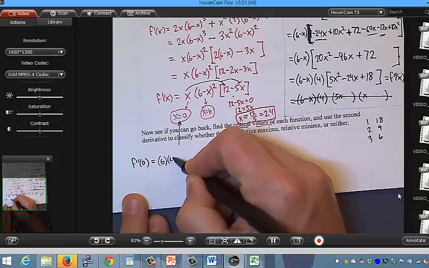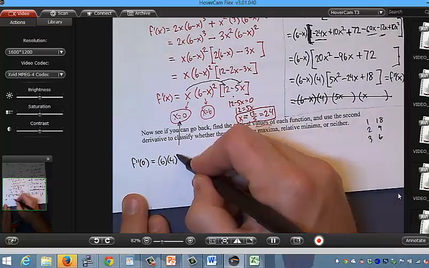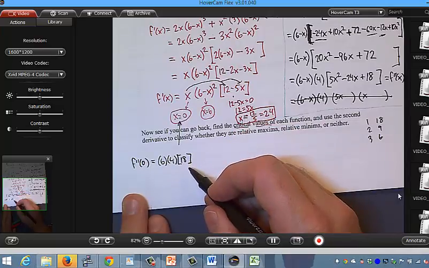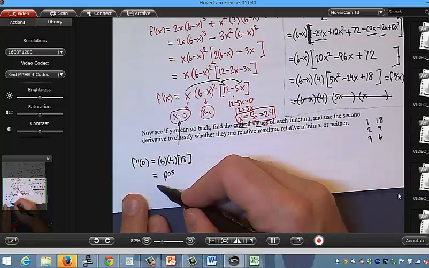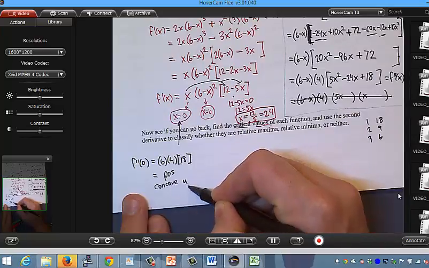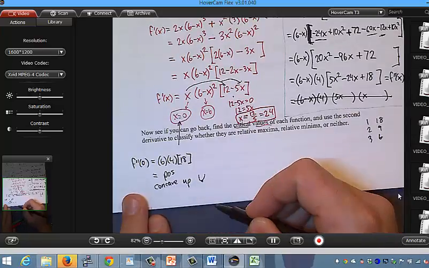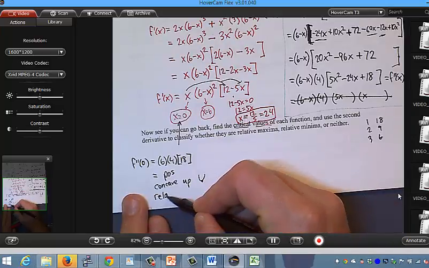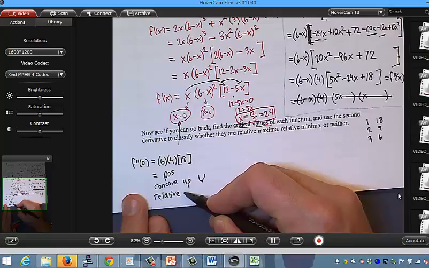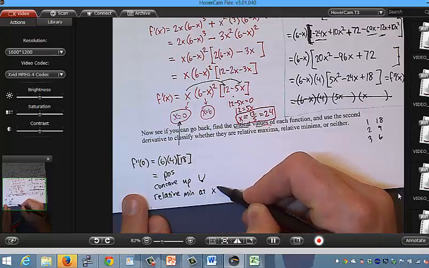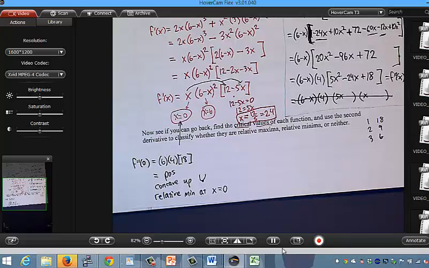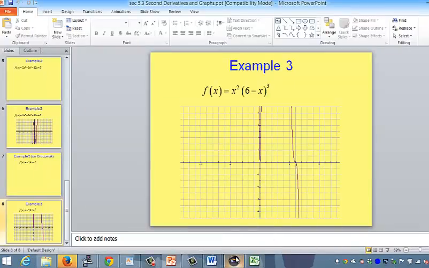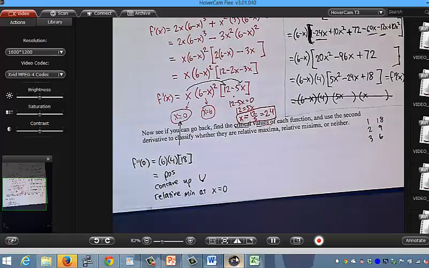Let's see what I get. I get 6 times 4 times, that bracket thing would just be 18 because the other stuff goes away, right? And again, I don't care what it equals. All I care is that it's positive. So that means concave up, cup. And therefore, we have a relative minimum at x equals 0. And I'm going to go back to the graph for a minute to show you that indeed we do have a relative minimum at x equals 0. That's what I showed you guys. Okay. Moving right along.